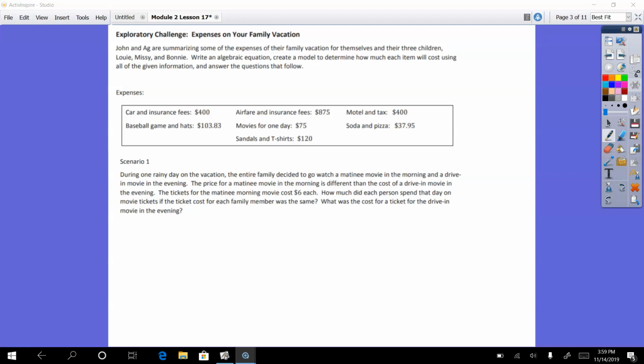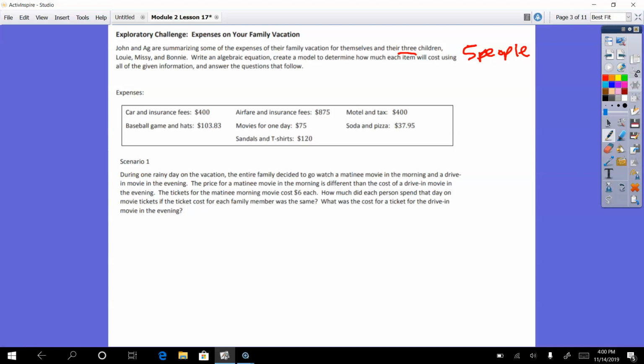Okay, so in your exploratory challenge, it says John and Ag are summarizing some of the expenses from their family vacation for themselves and their 3 children, Louie, Missy, and Bonnie. Okay, so we have a total of 5 people. A whole family has 5 people. That is very important for us to know. Write an algebraic equation, create a model to determine how much each item will cost, using all of the given information, and answer the questions that follow.